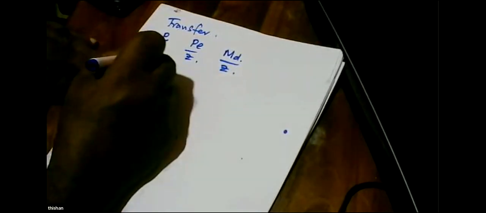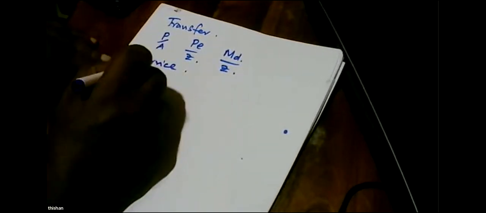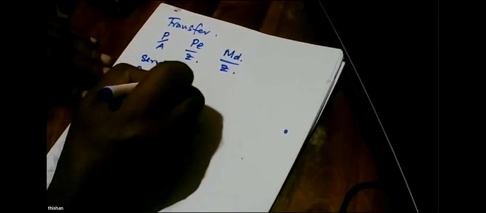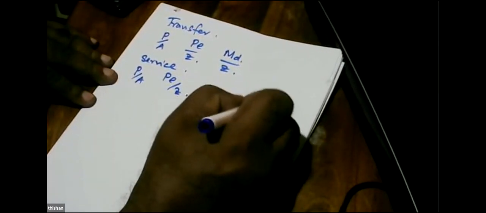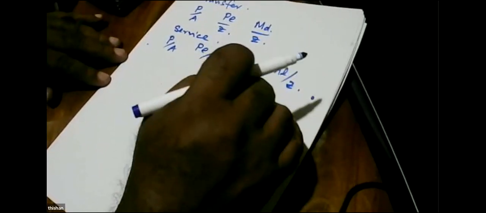So if I look at it in full context, we have two situations. One is transfer. So we have P over A, we have Pe over Z, we have MD over Z. And then we have service. We have P over A, Pe over Z, MD over Z, and M live over Z. Now we have placed it and we are applying more loads, so you get the live load moment as well.